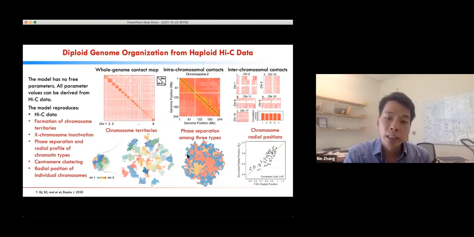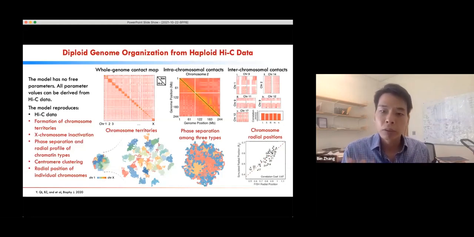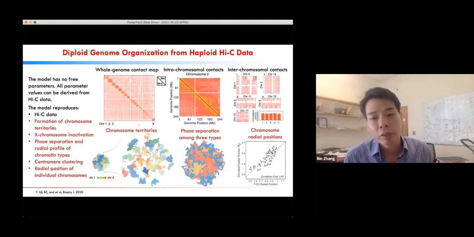And now if we instead color the genome with different chromatin types, you can see that there is a clear phase separation between euchromatin, which is shown in red, and the heterochromatin shown in blue. And the heterochromatin is also localized at the periphery, which is consistent with the EM image that I showed previously. And finally, when we look at the radial position of an individual chromosome, you can see that the simulation values actually correlate very well with the experimental results. So again, I want to emphasize that none of these results were actually provided for model training. So the fact that we're able to reproduce them provides confidence in both our modeling strategy and in the biological relevance of the structures.